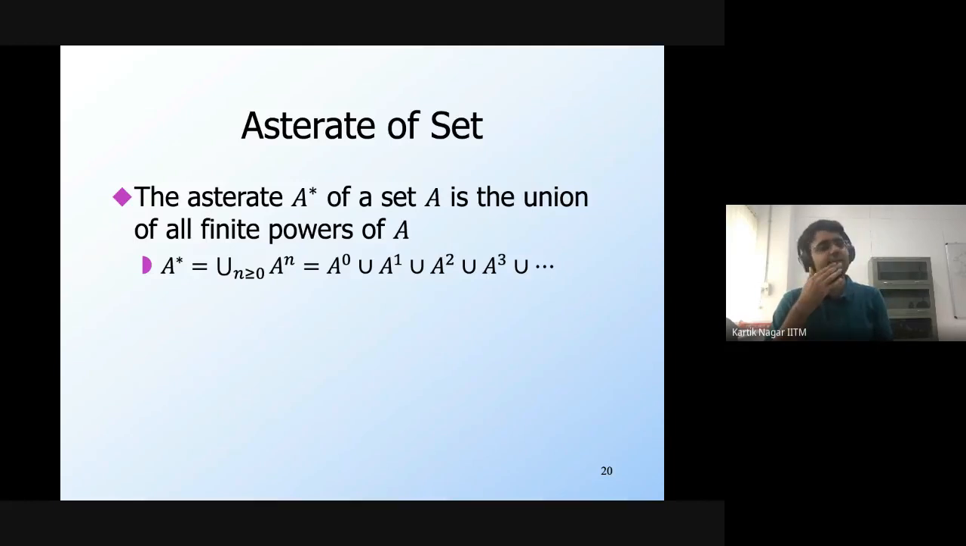So what can we say about this set? Is this set always going to be infinite? Let's first ask this question: is this set finite or infinite? Or can we make any general statement?